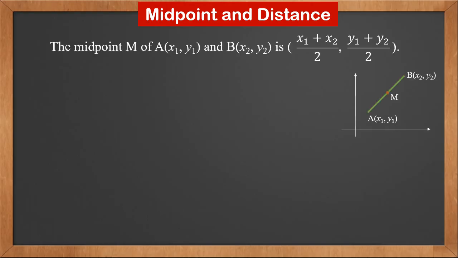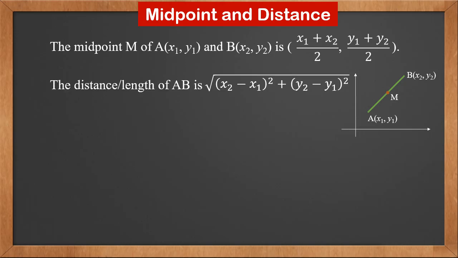The midpoint M of A(x1, y1) and B(x2, y2) is ((x1 plus x2) over 2, (y1 plus y2) over 2). The distance or length of AB is the square root of (x2 minus x1) squared plus (y2 minus y1) squared.